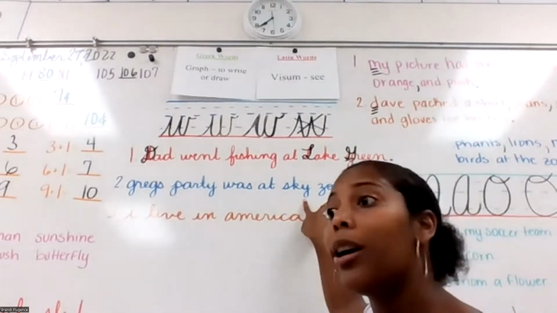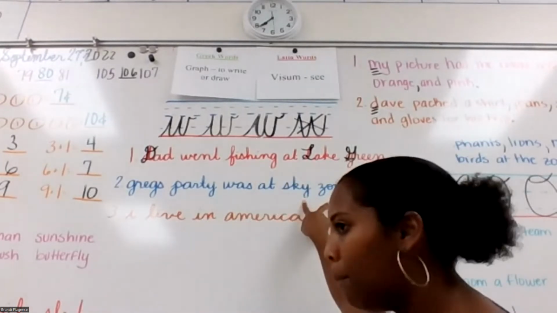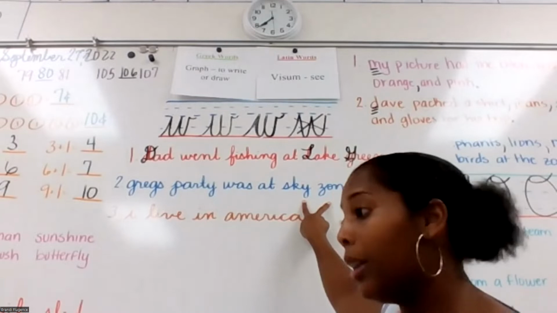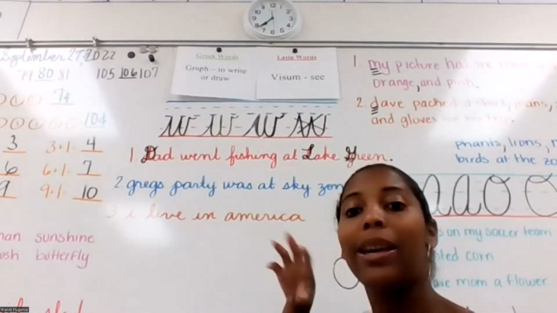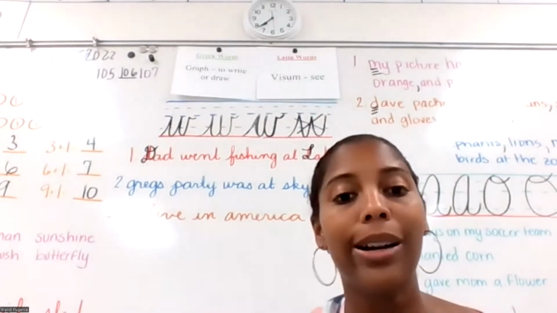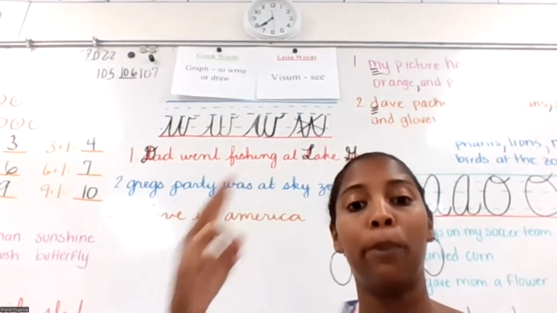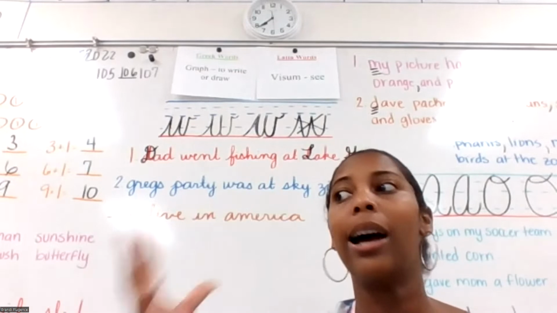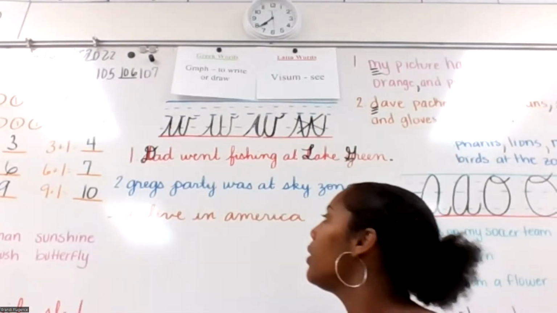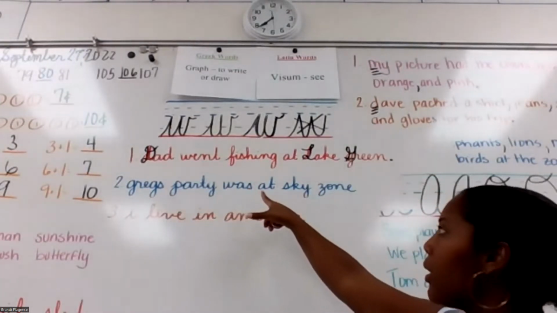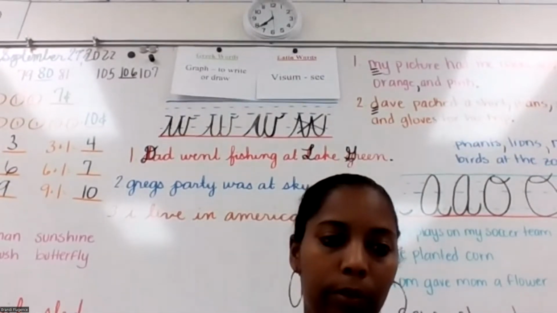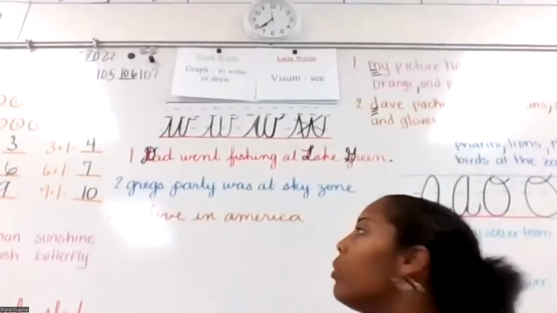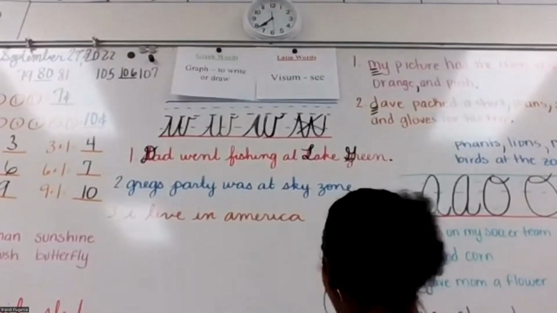It's split into two words as well. Would I capitalize both? Yes, I would capitalize my S and my Z because although it's two separate words, it's still the name of a proper noun of a place. Sky Zone. Okay, so go ahead and write number two. Greg's party was at Sky Zone.